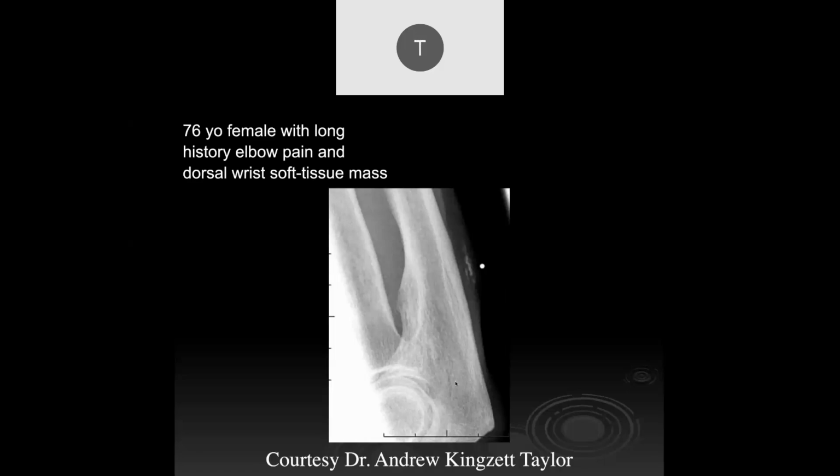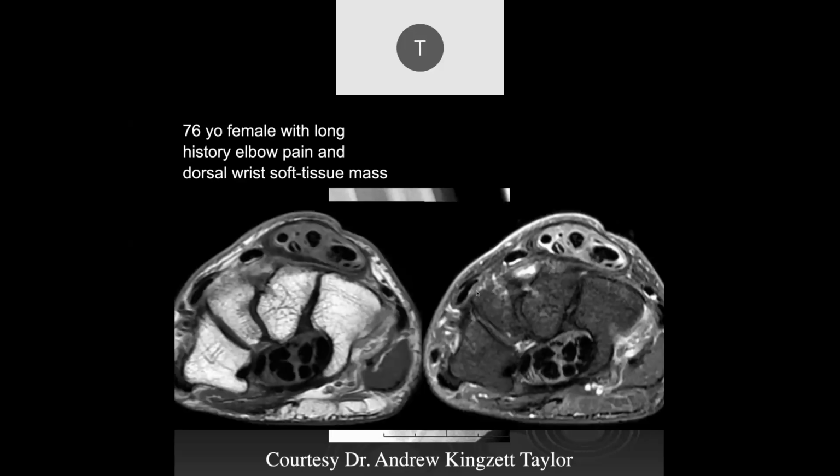76-year-old female, long history, elbow pain, and dorsal wrist soft tissue mass. So here's an X-ray. I'm seeing a little erosion at that ulna right there, and some soft tissue calcification. Yeah, here we can see some soft tissue calcification there.